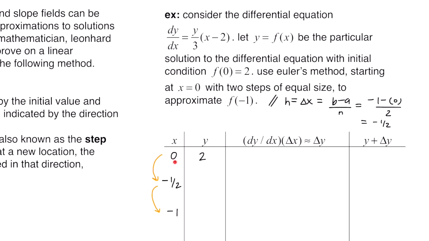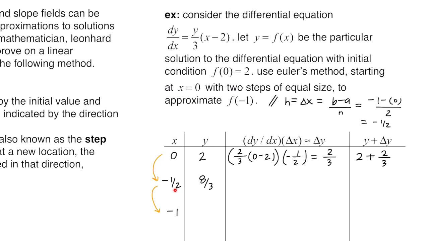We have 0 for x, 2 for y, we're going to plug them into this. Again, our change in x is -1/2. So right here we have -2, we times that by 2/3, so that makes -4/3. And -4/3 times -1/2, that's going to make +2/3. Next we take this 2 and we add it to 2/3 over here. And we drop that down right here. So now we're ready to start again.